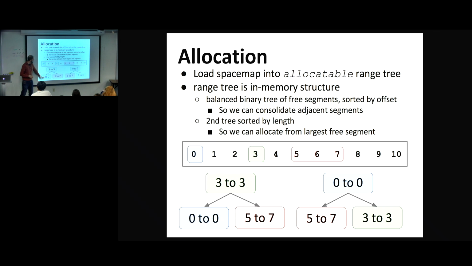The reason that we need this sorting of the tree is that we want to be able to consolidate adjacent segments. So for example, if somebody came in and said, I want to free offset 1 and 2, then we could find that this is the previous node, that's the next node, they're all adjacent. I can replace all these with just one node that says 0 to 3 is all free. And then we have a second tree that's sorted by length. The reason is that we want to be able to find the segment that has the largest run of free space to do allocations from. So here, the largest range is 5 to 7, its length is 3, and then these two have length 1 each.